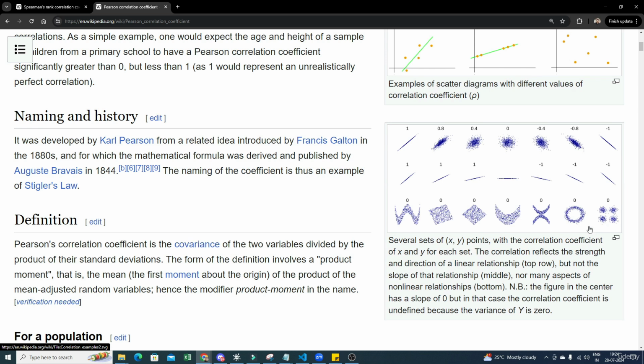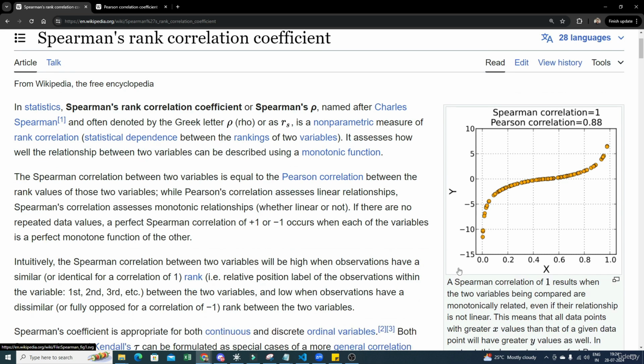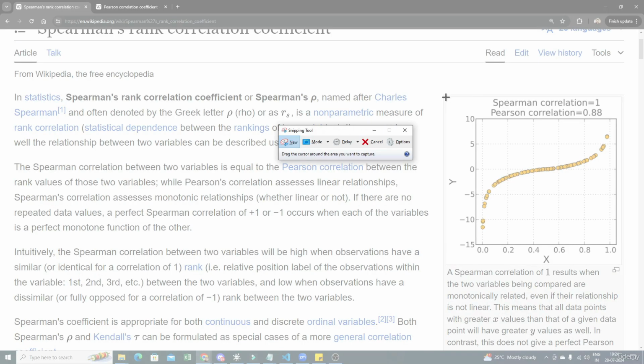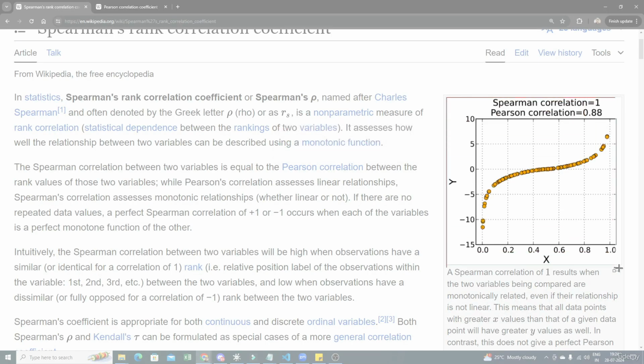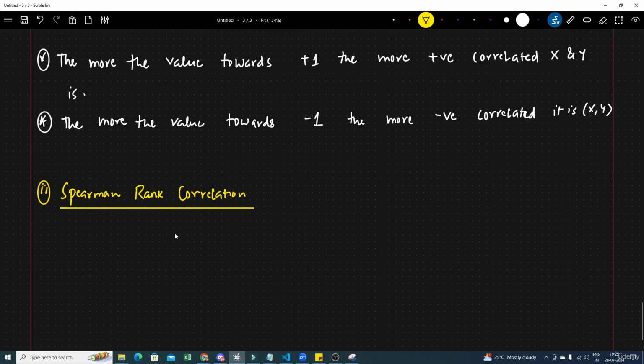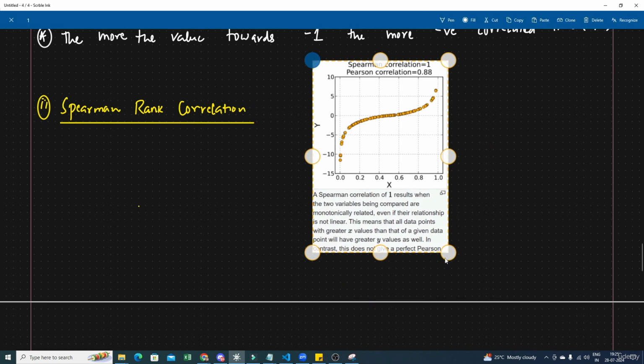Now let's understand when we use this Spearman rank correlation coefficient. Really important topic altogether. For these particular data points, you can see it follows one kind of relationship. The best way is to take a screenshot of this. I'll copy it and paste it over here so that you can also refer to it. This will be really helpful for you to understand.